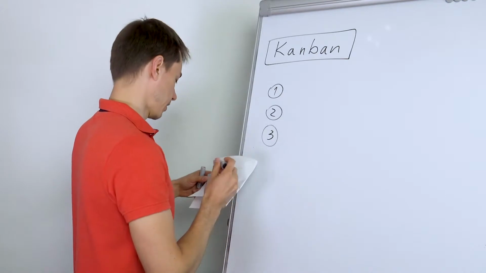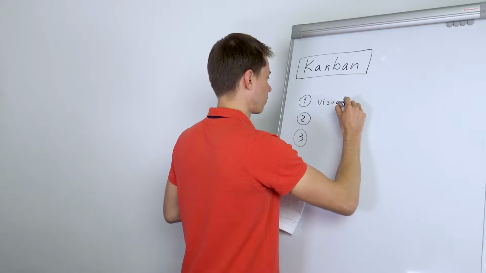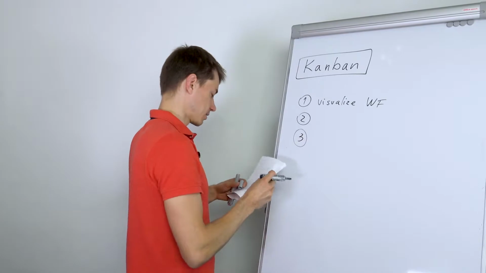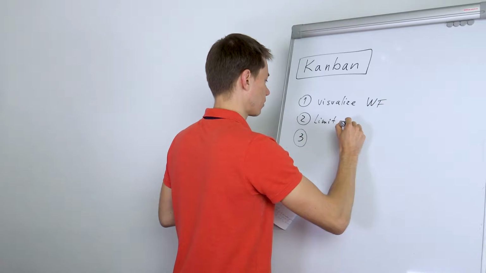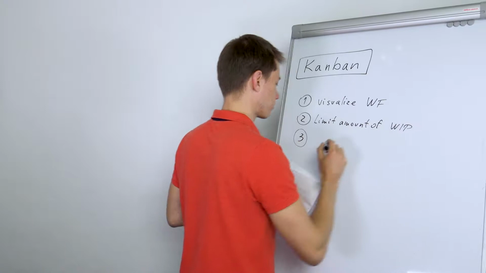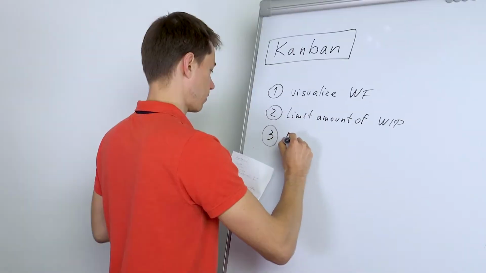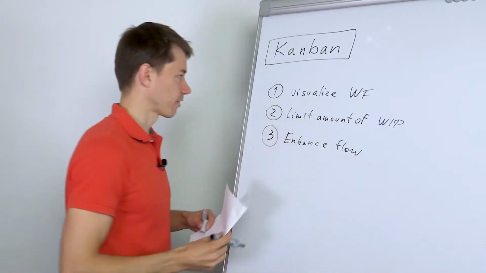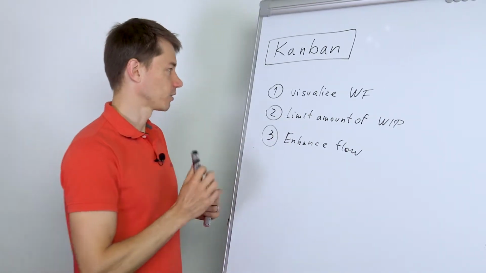So first is visualize the workflow. Visualize the workflow. I'll just type it like this. Second, limit the amount of work in progress. Okay, and the third one is enhance flow. Enhance flow. Okay, these are important. These are important, and I will tell you why.